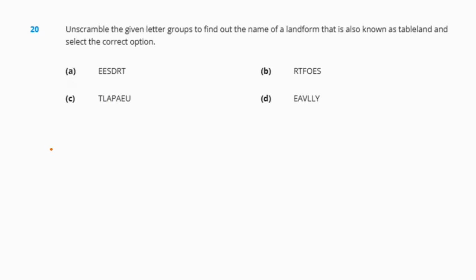Next, unscramble the given letter groups to find out the name of a landform that is also known as tableland and select the correct option. Okay, first let us unscramble these words. First one, when you unscramble, you will get desert. Second one, you will get forest. Third one, you will get plateau. Fourth one is valley.